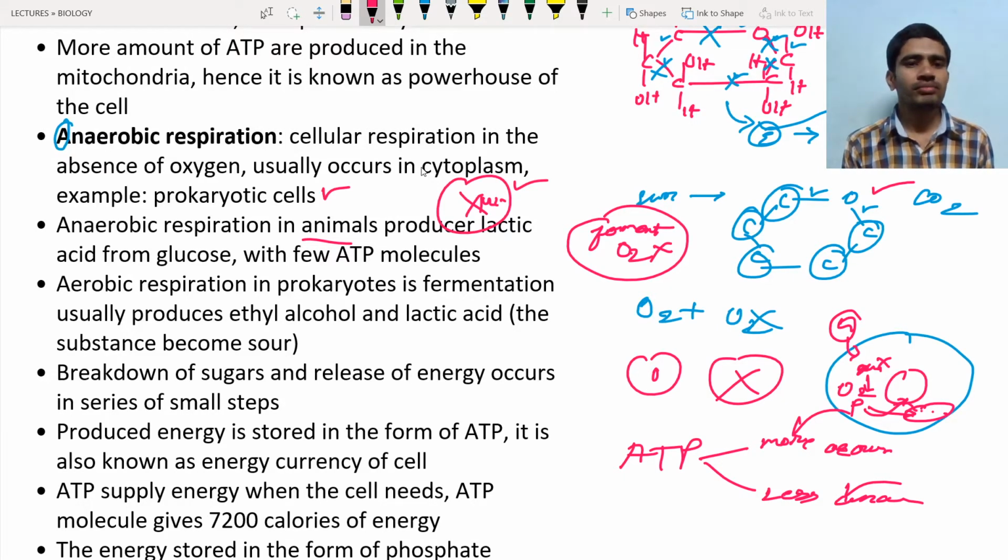Okay, so next, the breakdown of sugar releases energy. Just now we have seen the glucose molecules: when the bonds present in the glucose molecules are broken down, the energy will be released. That energy is stored in the form of ATP molecules. It means that the energy is utilized to turn ADP and inorganic phosphate into ATP molecules. Okay, so this is the main difference between aerobic and anaerobic respiration.